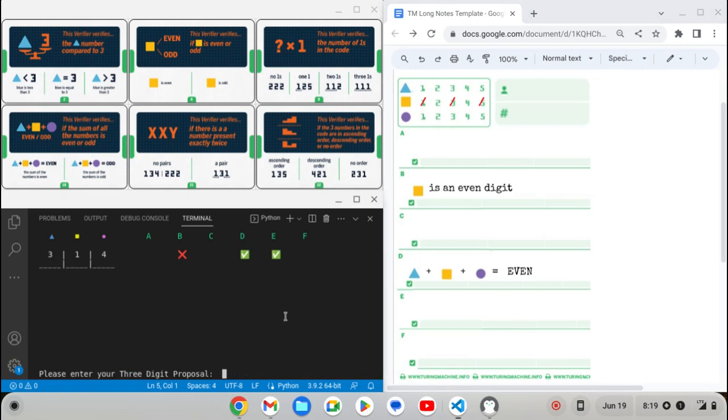Okay, so the Turing Machine approves of my proposal. Notice that I do have 314. That is a no pair. So we have no pair in our solution. So that's what I'm going to write for criteria card E, that there's no pair.